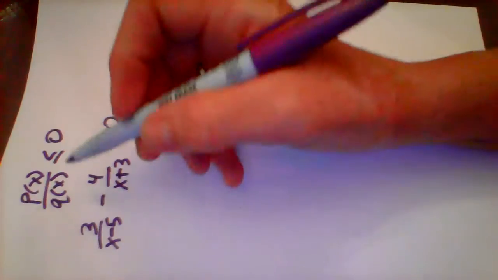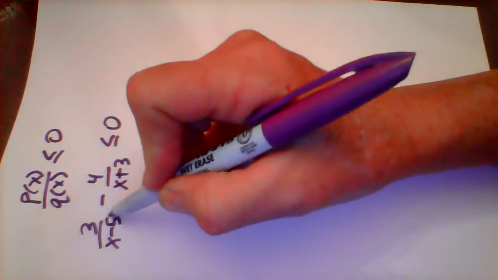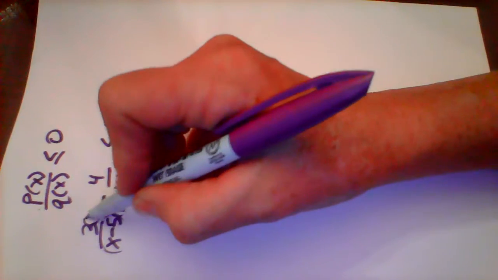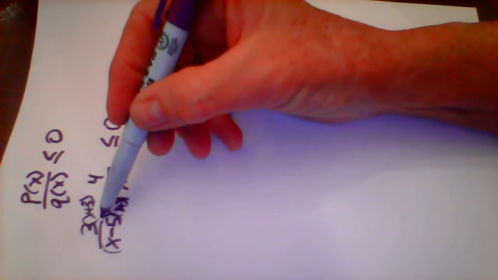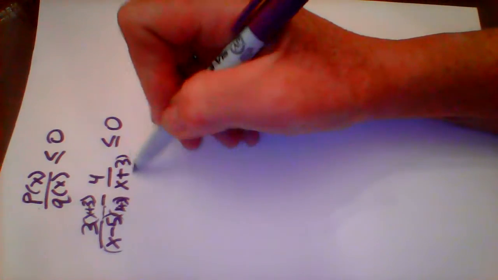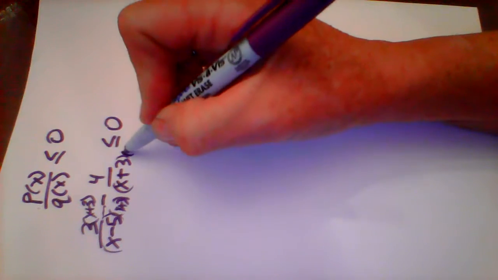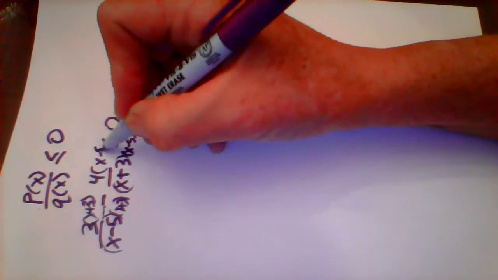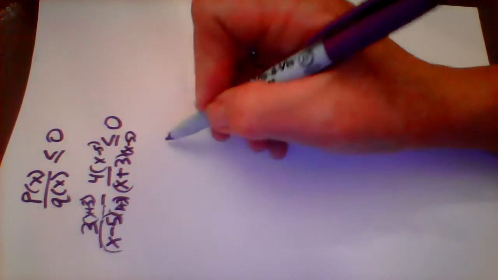I just don't have one fraction. So I'm going to get a common denominator. I'm missing the x plus 3 from the first fraction, so I'll put it in the numerator and denominator because x plus 3 over x plus 3 is 1, and multiplying that fraction by 1 won't change it. The second fraction needs x minus 5 to get that common denominator, so I'll put that in the numerator and denominator. And now I have an inequality less than or equal to 0.